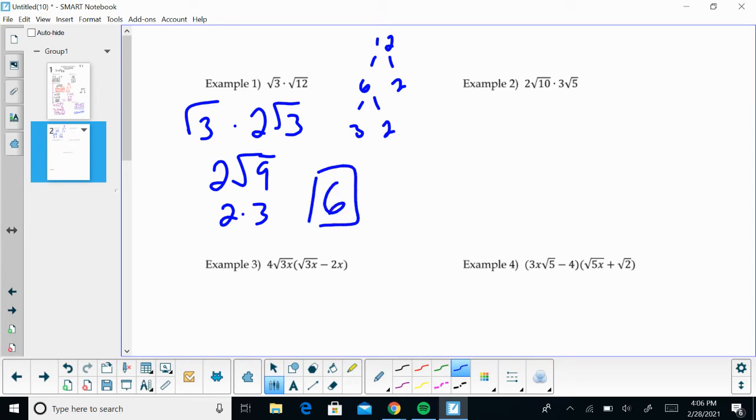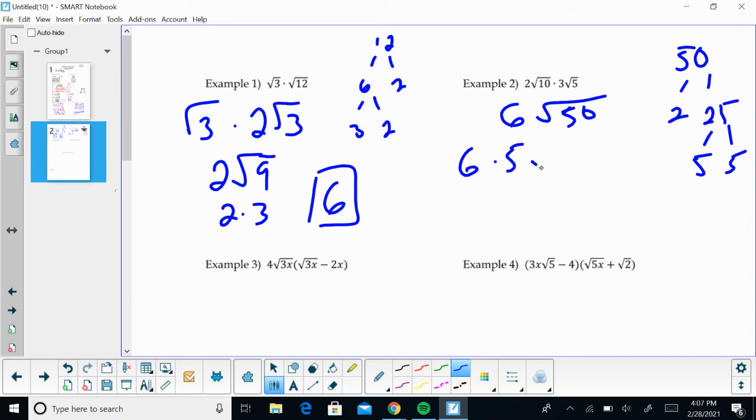So see how we simplified, multiplied, and then had to simplify again? Sometimes it really is just a process of simplifying, simplifying, simplifying. Looking at our next example, I have 2 times 3, which would be 6, times the square root of 5 times 10, or 50. Let's break 50 down real fast. That would be 2 times 25, and 25 is 5 times 5. So I'll have 6 times 5 root 2. 6 times 5 is 30. Bring down that root 2. Here's my final answer.